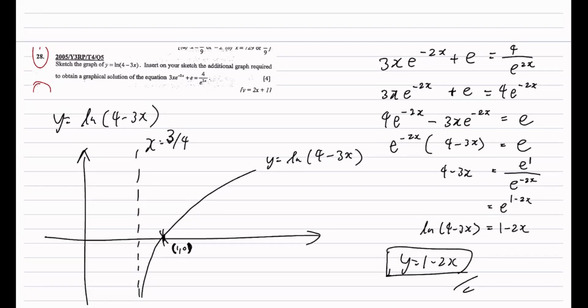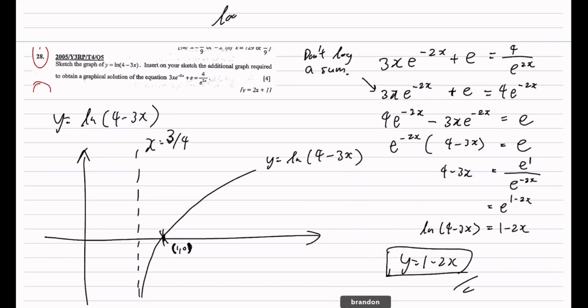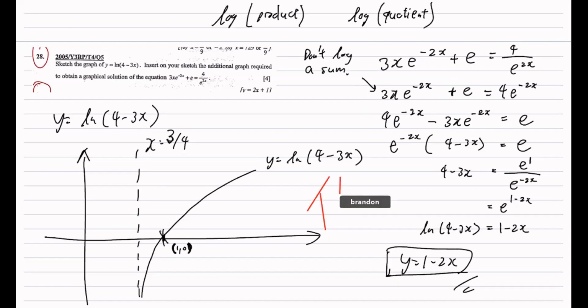Okay, so moral of the story is you see a plus, then you log, not a very smart choice. Don't log a sum. You should log a product or you log a quotient. This is more productive. You can do something with it. Okay. Good. Next.